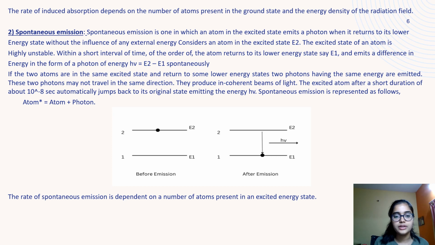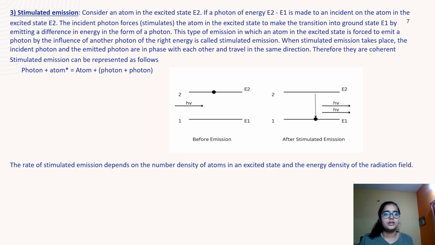According to the figure, before emission, the atom is in the higher excited state. Then, without applying any energy, it comes back to the lower energy state and emits the energy. The rate of spontaneous emission depends on the number of atoms present in the excited energy state. That is, the rate of spontaneous emission is directly proportional to N2. Coming to the third one, stimulated emission.